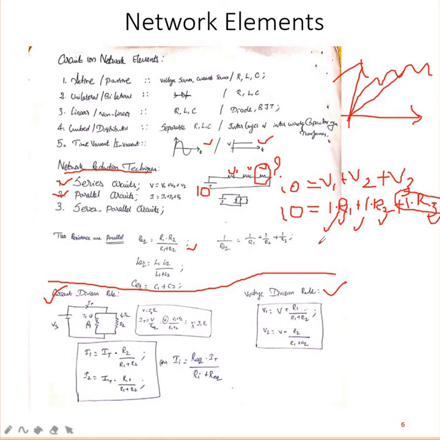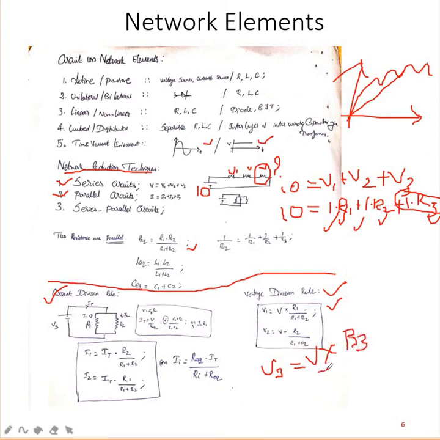Our simplest method, what is that? Use the voltage division rule. You need the voltage across R3, so write down V3. V3 is equal to the input voltage V, which is 10 volts, multiplied by R3. Then for R3, you write the resistance value.